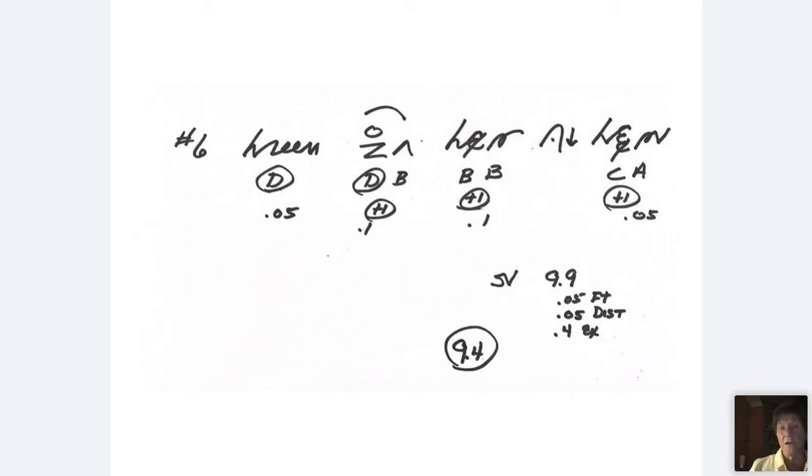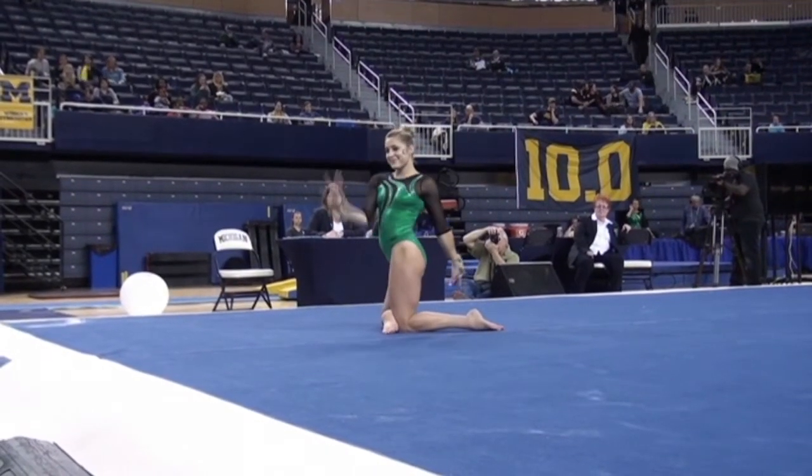But I see here I did not put in, I took a concentration pause deduction prior to the last tumbling pass. I just forgot to write it in here. So it came out to a 9.4 score. So we're going to watch the routine again.